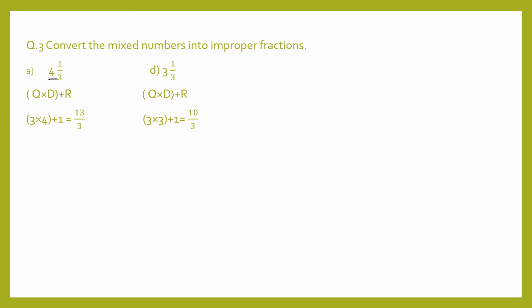So 3 will be multiplied by 4, that is 12, and 12 plus 1, which is the remainder here, will make it 13. Same here, 3 will be multiplied by 3, that is 9, and this value will be added, which is the remainder. So that makes 10 by 3. Thank you.